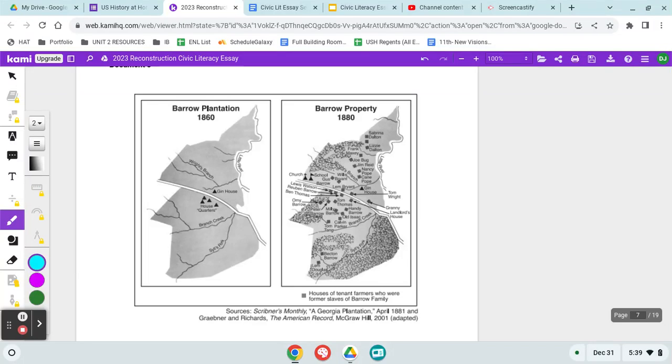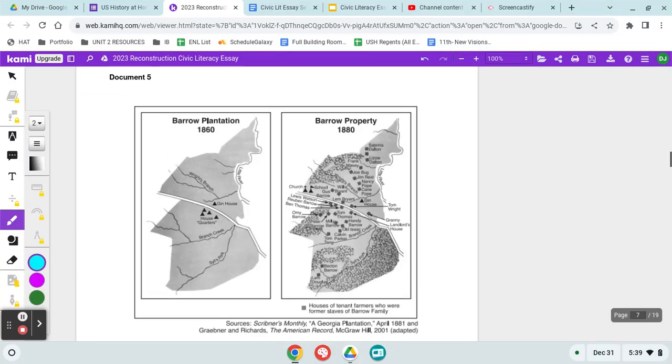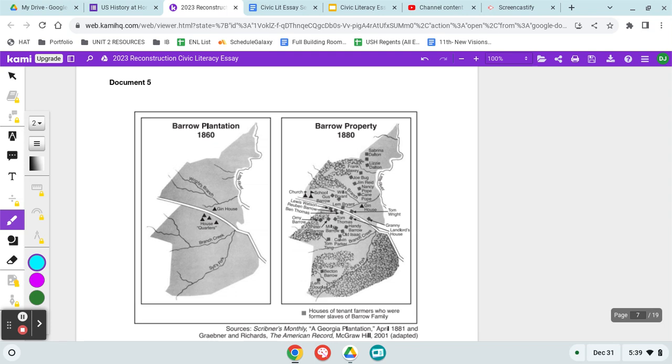So, for example, using this document 5, I could probably break down this map in detail and analyze it. I would not just describe it and say, document 5 shows a before and after map of a plantation and then a property. You won't get more than a trickle of points on this. But how can you analyze in greater detail?